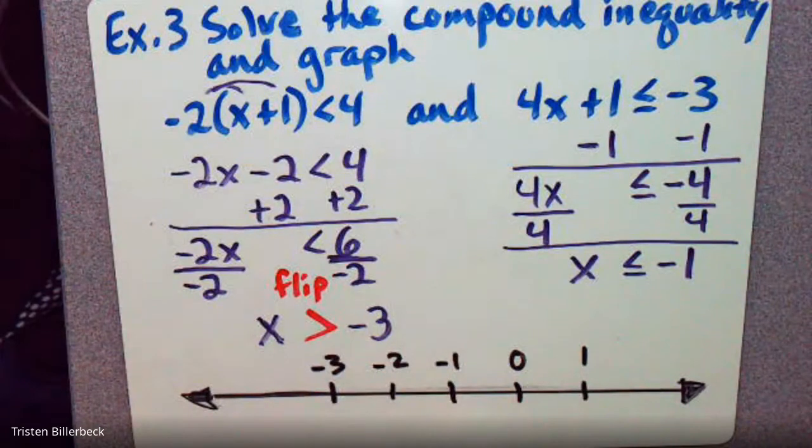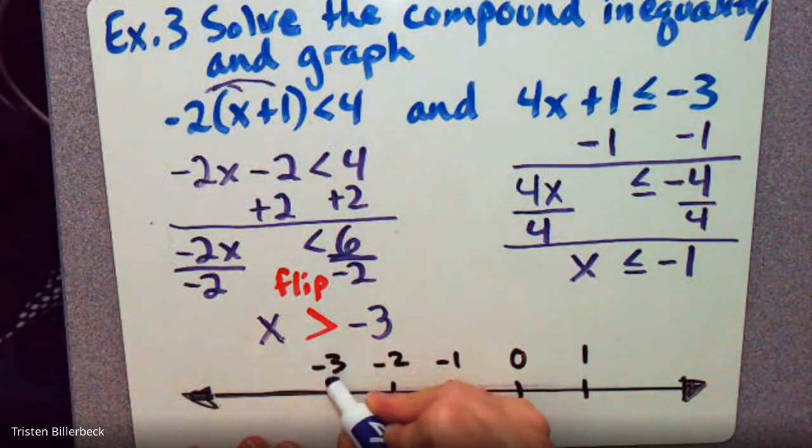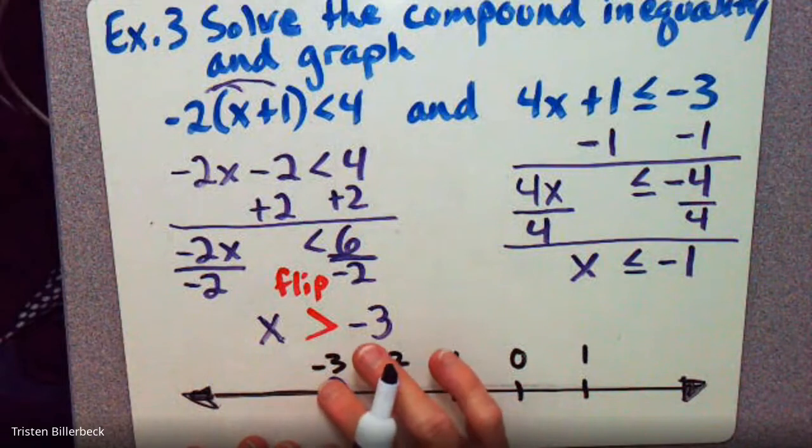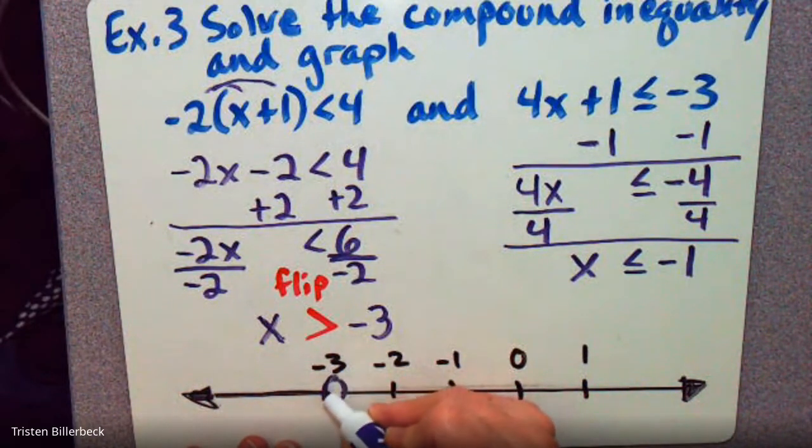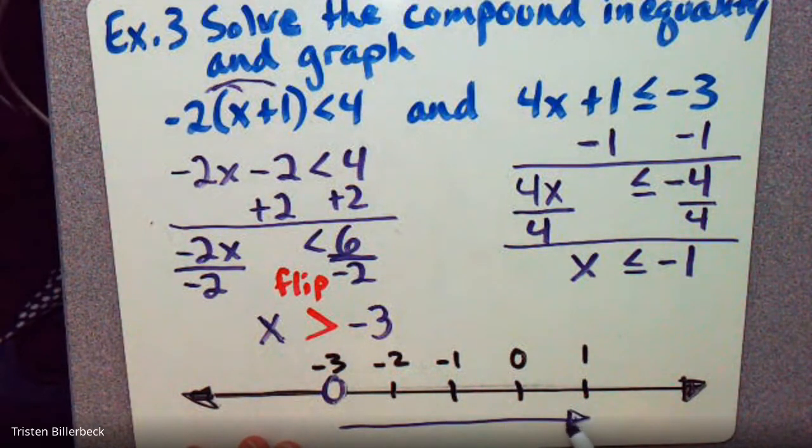Okay, so we have x is greater than -3. It doesn't equal it, it's just greater. So let's put an open point right here, and we'll kind of open that up like that. So we have an open point, and then because it's greater than -3, it's going to go this way. Okay, and it's going to go on forever that way.